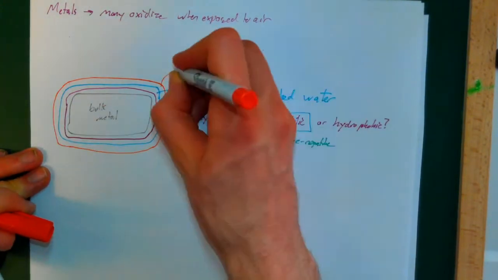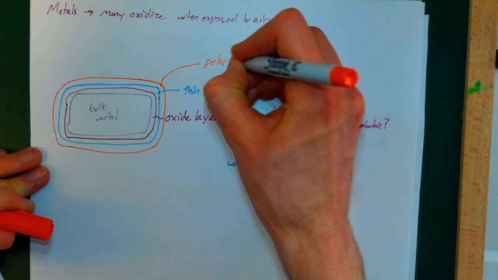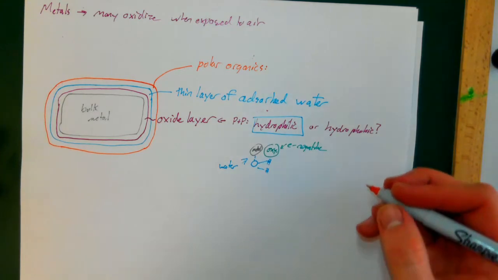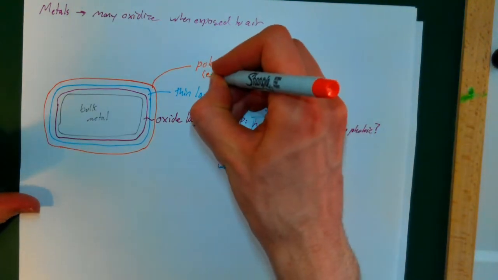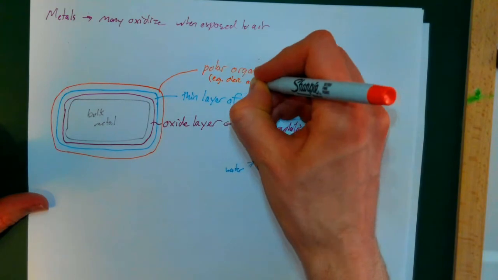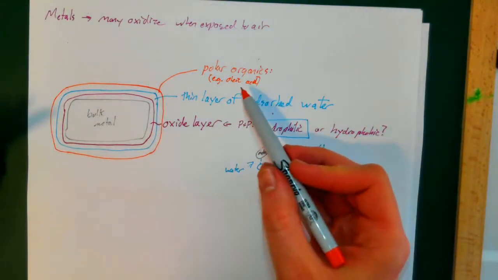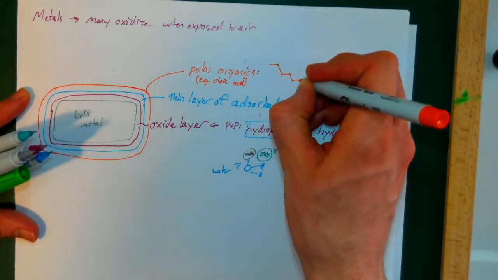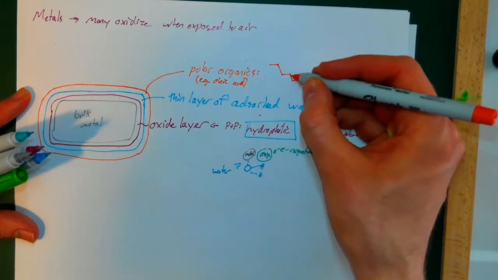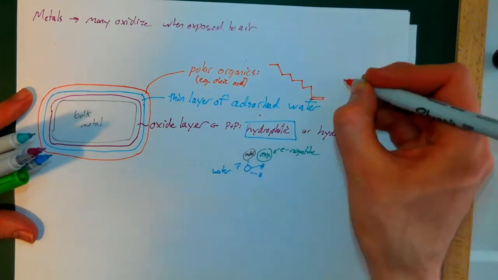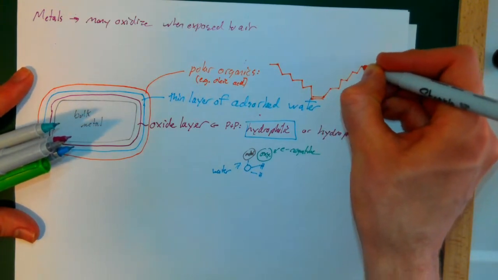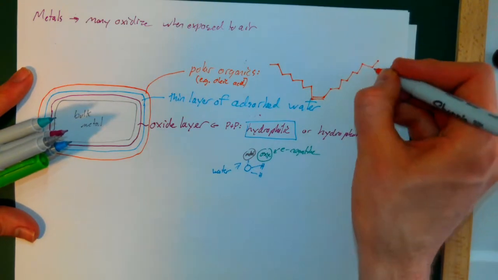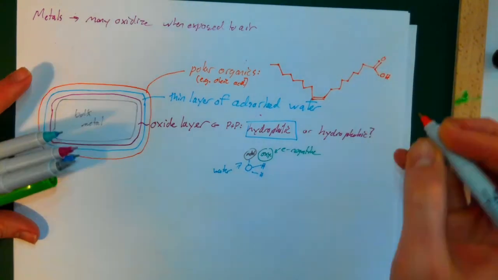oftentimes what ends up on top of that is a layer of polar organics. So what do I mean by polar organics? I might mean something, for example, like oleic acid. There are innumerable polar organics, but for example, one of them is oleic acid, which looks something like this. There we go. Double bond. And then there's a COOH group right here.